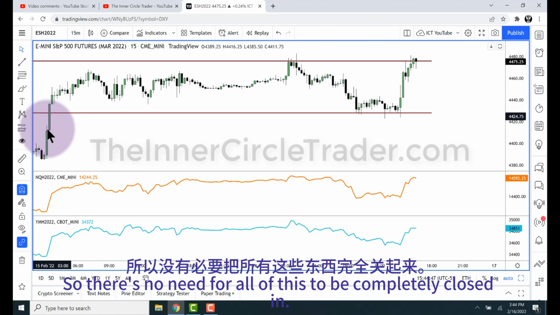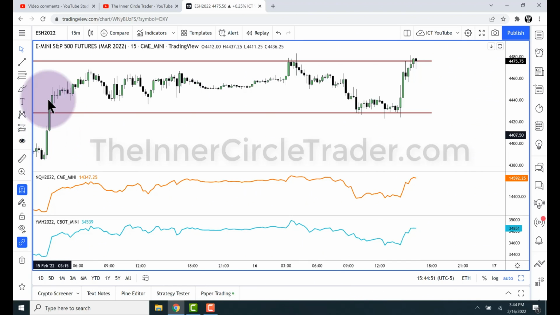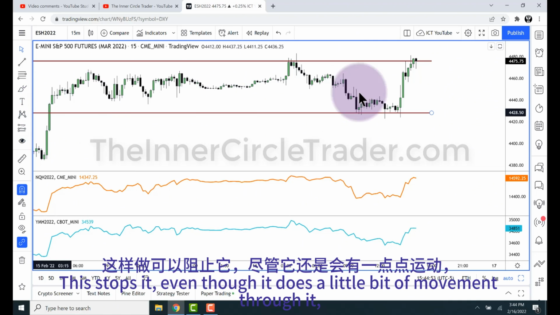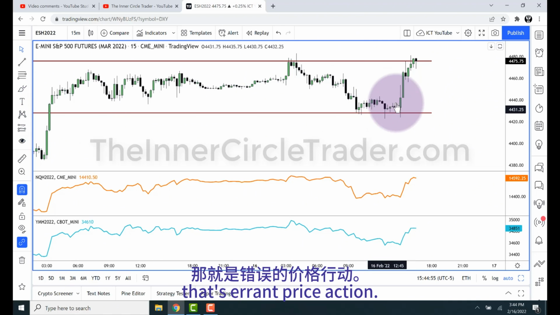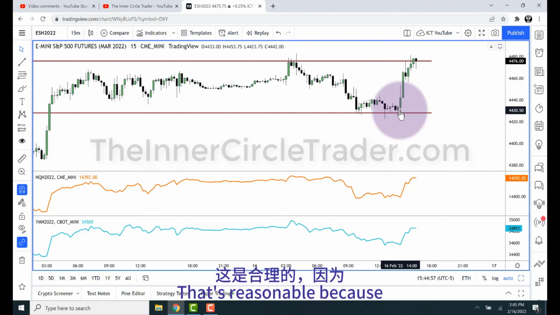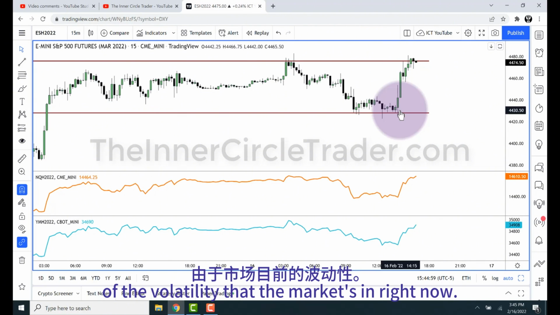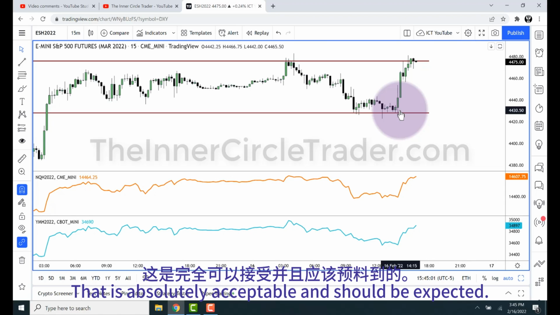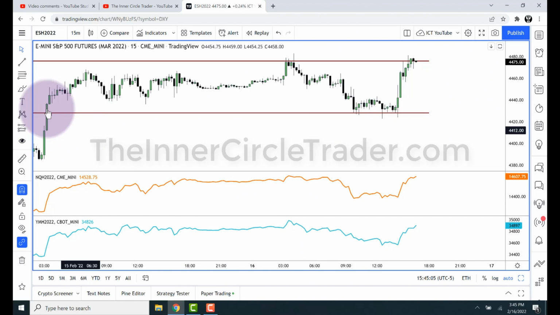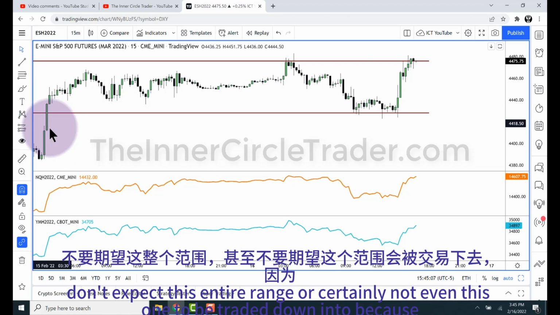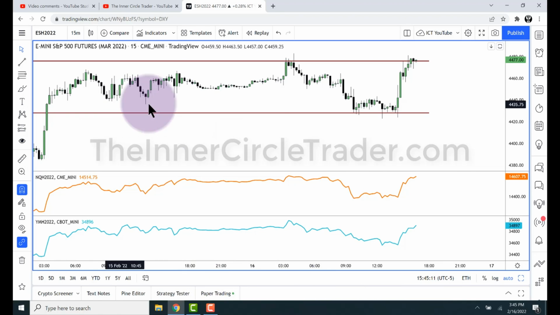So there's no need for all of this to be completely closed in. Okay, see all that? This stops it, even though it does a little bit of movement through it. That's errant price action. That's reasonable because of the volatility that the market's in right now. That is absolutely acceptable and should be expected. But don't expect this entire range, or certainly not even this one, to be traded down into, because it's really attacking the sell side. How far can it go down?